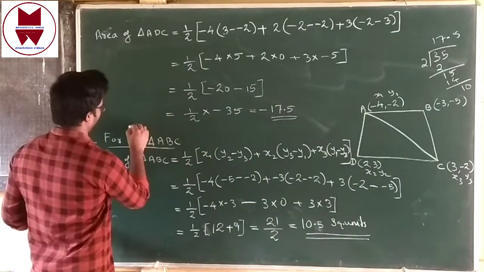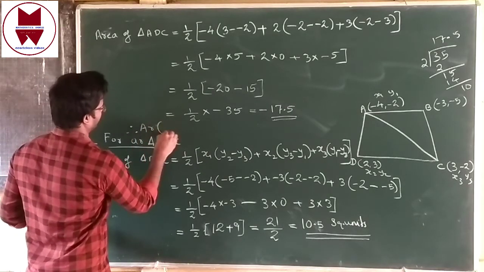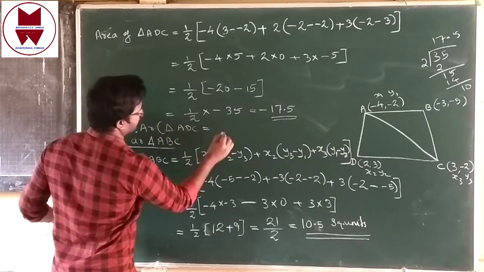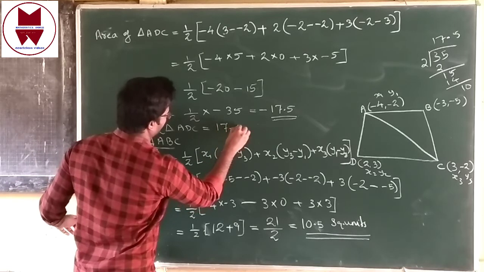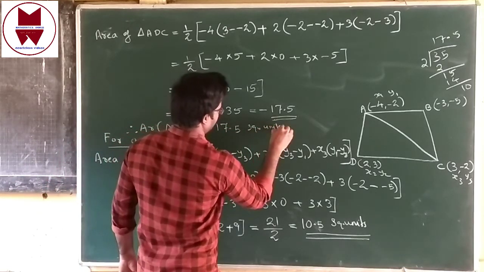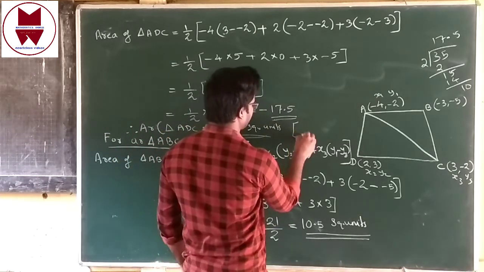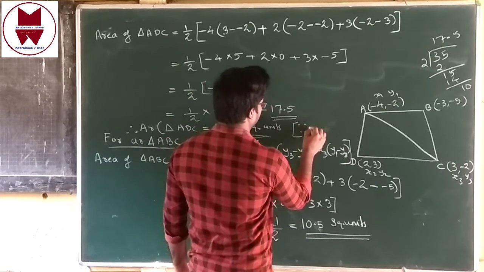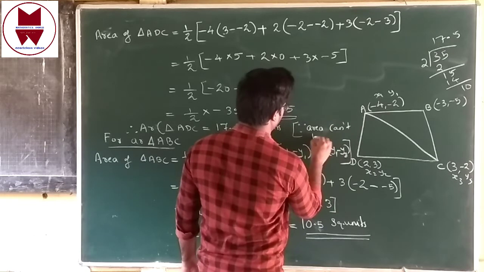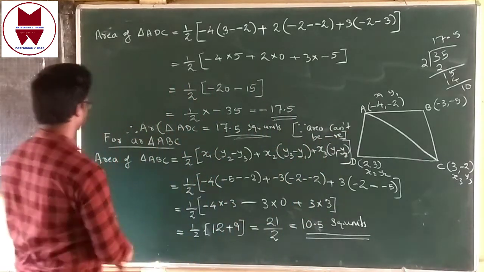We can write, therefore, area of triangle ADC equal to 17.5 square units. This minus sign, no need to use, write in bracket, since area cannot be negative. That's why we took positive.